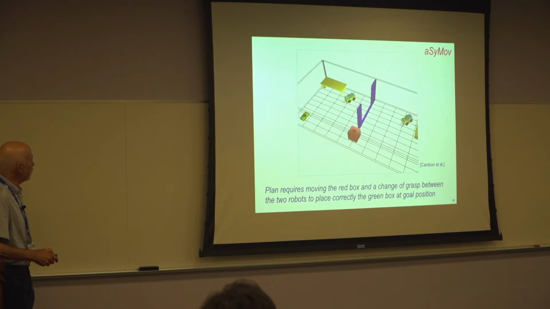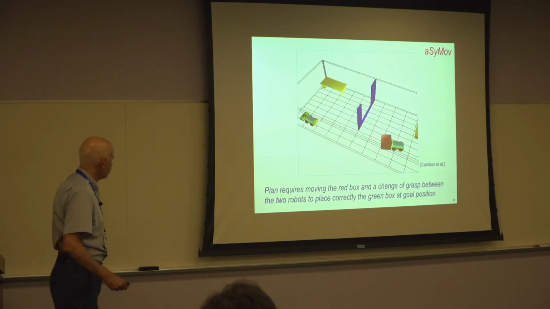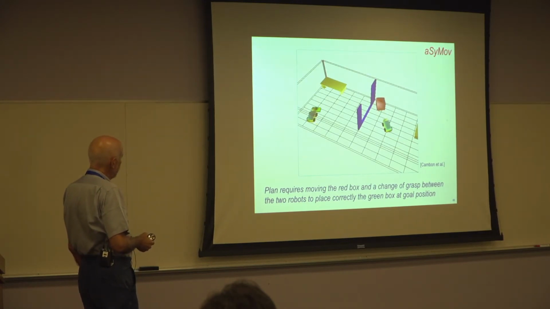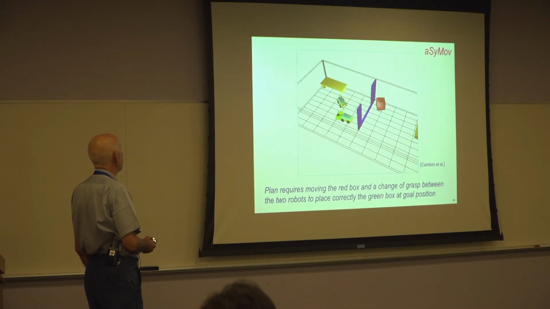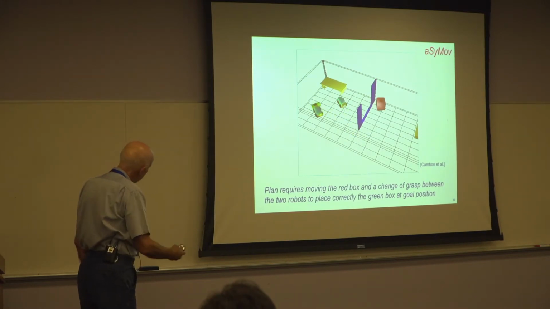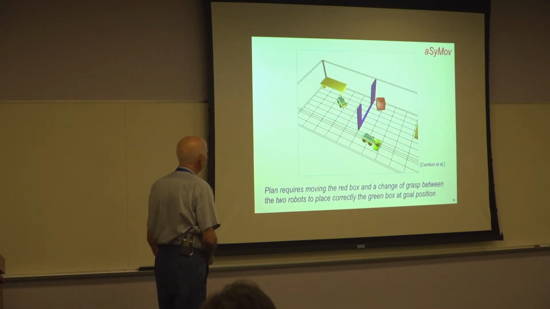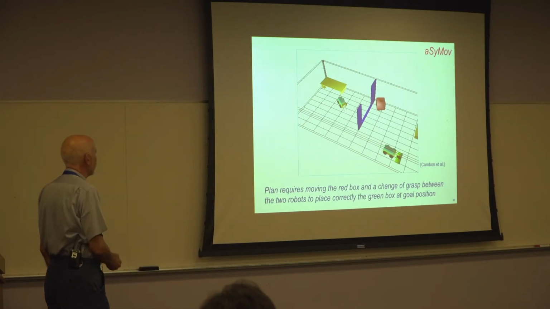Here is an illustration of Asimov with two robots, where the plan requires to move the red box and change a grasp between the two robots in order to plan correctly. So each time there is a grasping or degrasping and so on, you change the roadmap. And you do that taking into account the planning with respect to the abstract actions such as moving and so on, and the concrete actions in this space of roadmaps.